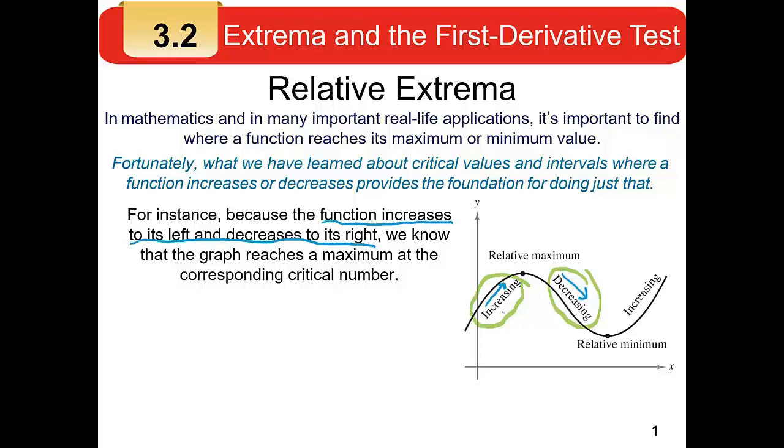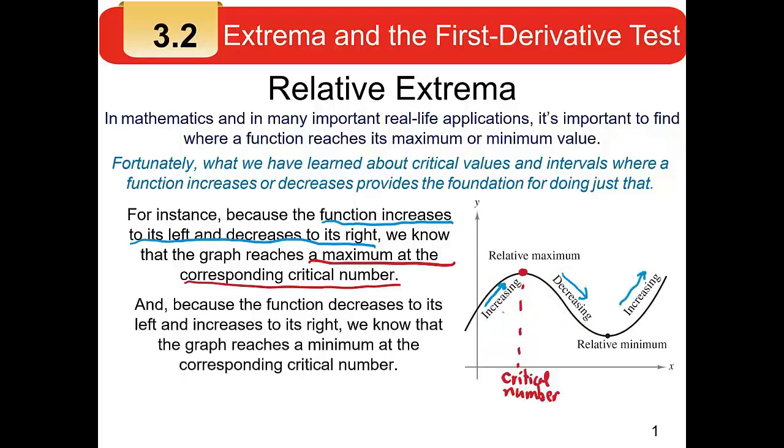And that tells us that the value between the increasing and decreasing is a maximum for this function, at least locally in that area, and we call that a relative maximum. In the area of that point, which I'm calling a critical number, this function reaches its highest point.